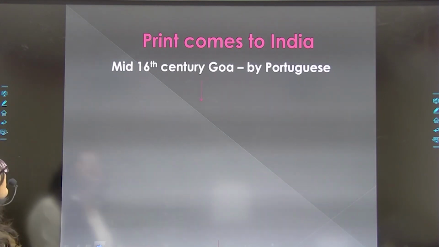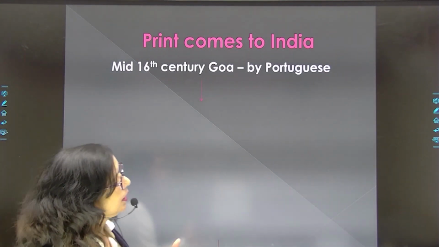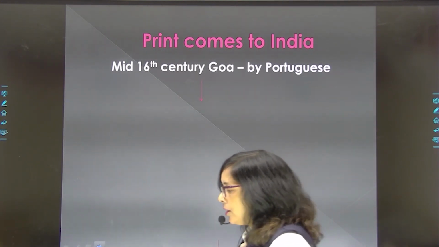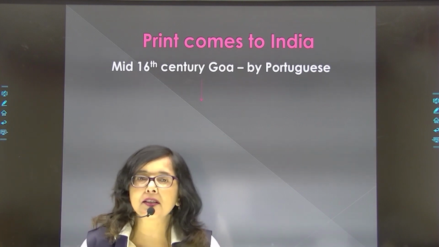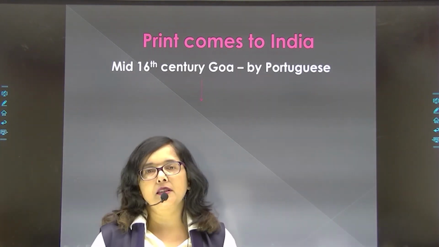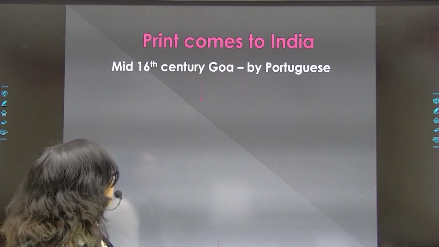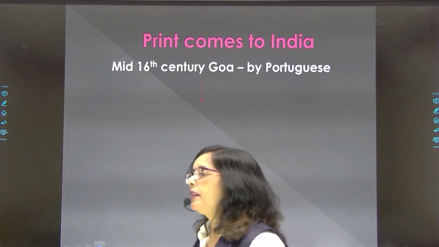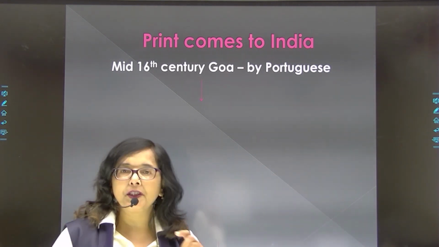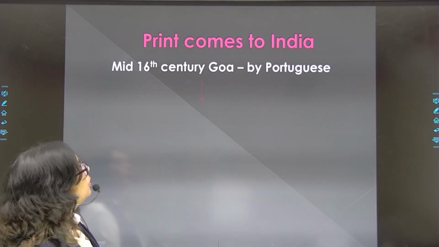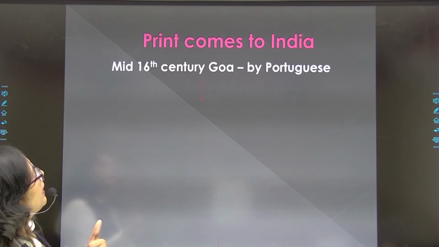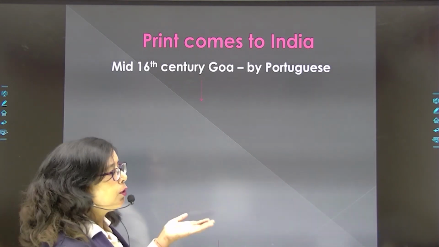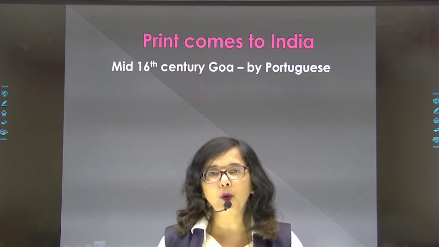Okay, we come to print: how print came to India, what led to the introduction of print culture in India. So it was introduced in India around the mid 16th century by the Portuguese. Okay, you must have heard about Vasco da Gama. He was the first one to find the sea route to India, that was via the Cape of Good Hope, which is the southern point of Africa. So the Portuguese who came first landed in Goa, okay, and they had brought some Christian missionaries with them, okay.